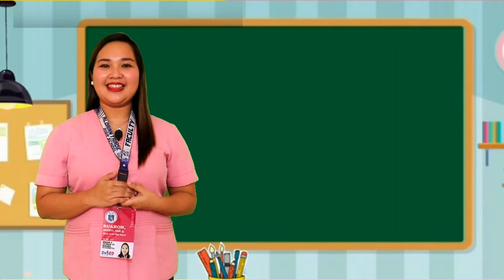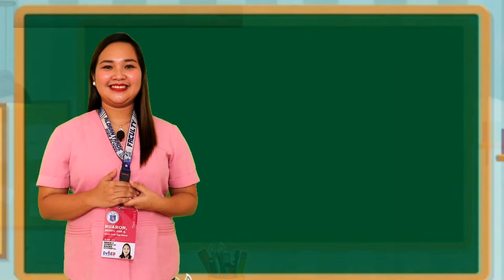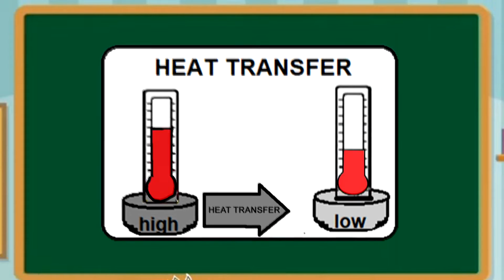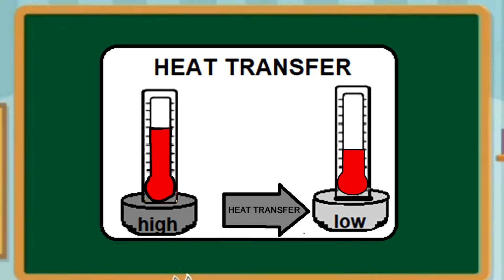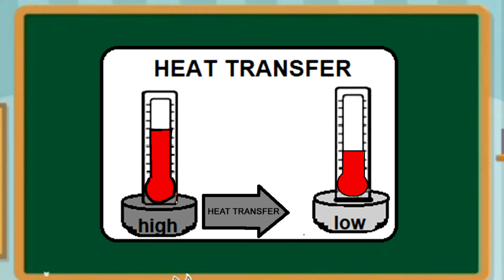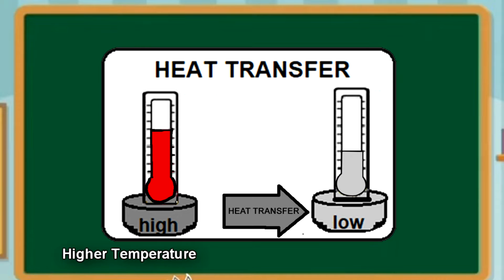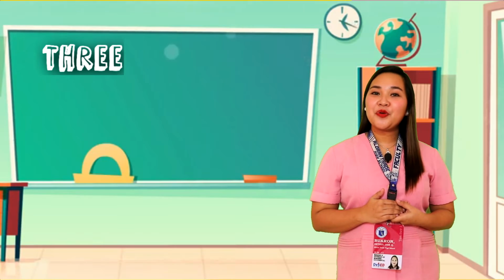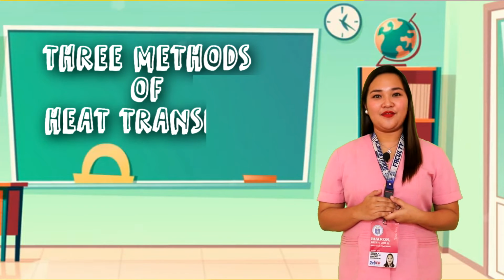Let's take a look at this diagram. Heat energy will only transfer if there is a difference in temperature between two objects. The direction of heat transfer will always be from higher temperature to lower temperature object or place. There are three methods of heat transfer.